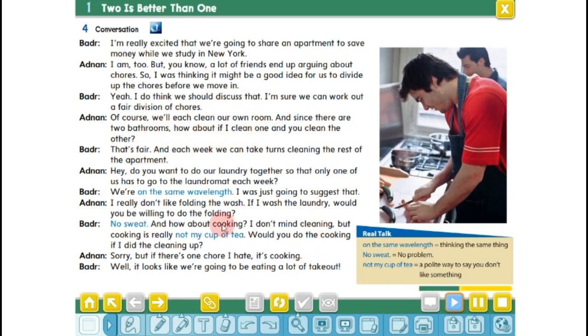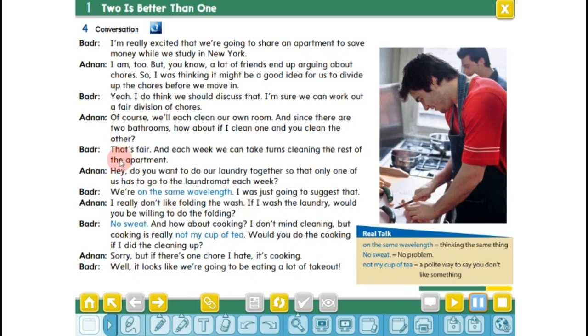Okay. And each week we can take turns cleaning the rest of the apartment. Hey, do you want to do our laundry together so that only one of us has to go to the laundromat each week? We're on the same wavelength. I was just going to suggest that. I really don't like folding the wash. If I wash the laundry, would you be willing to do the folding?